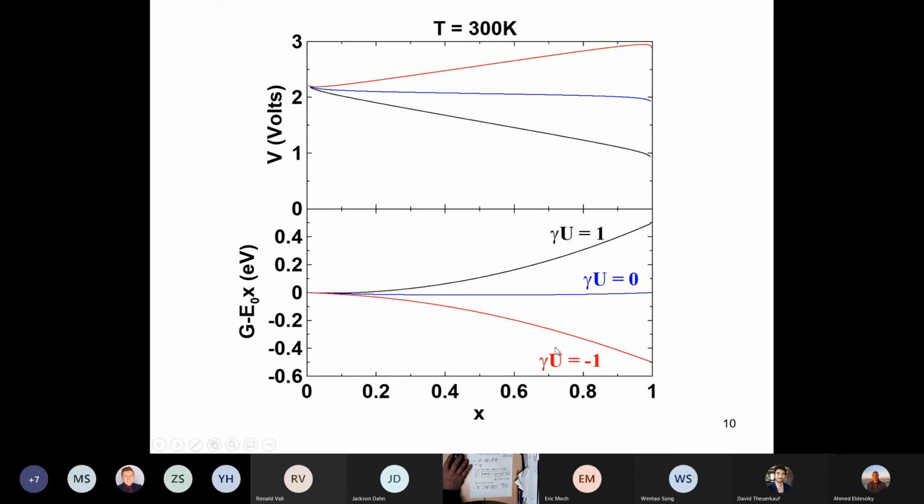Now, there's another curve shown here, which is for attractive interactions. If gamma U is negative, that gives you an attractive interaction. So the red curve is what you get if you have an attractive interaction. And you might be saying, wait a minute, where does an attractive interaction come from? Does anyone have any idea where an attractive interaction might come from, just before we stop?